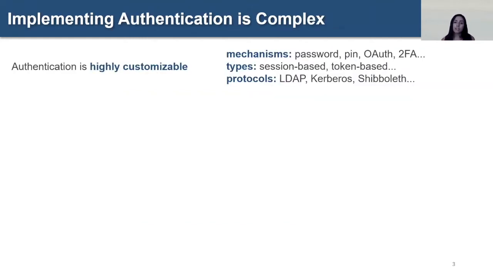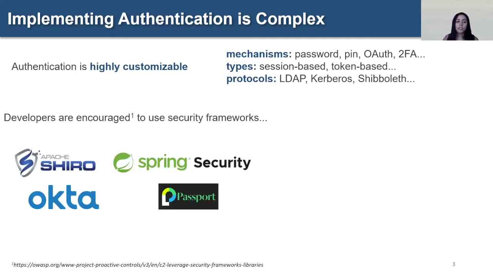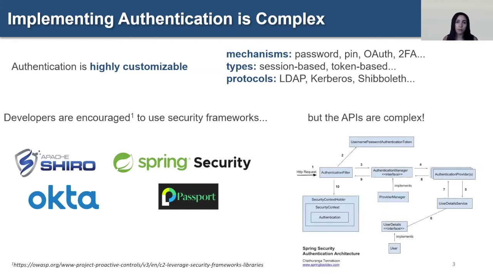Authentication is highly customizable. There are several mechanisms, types, and protocols that can be used, and a single application can use more than one. And while developers are encouraged to use security frameworks such as Shiro, Spring Security, or Passport, the APIs for these are themselves complex. So how do developers make sure that they've implemented these correctly?